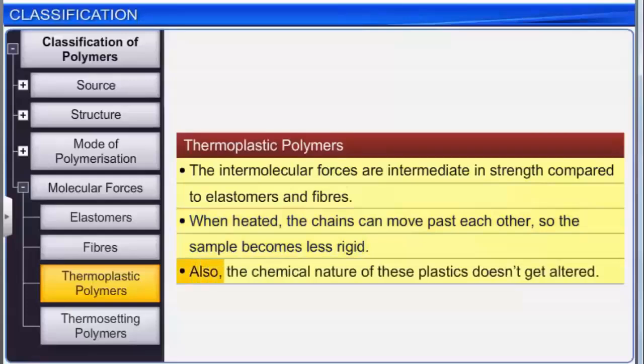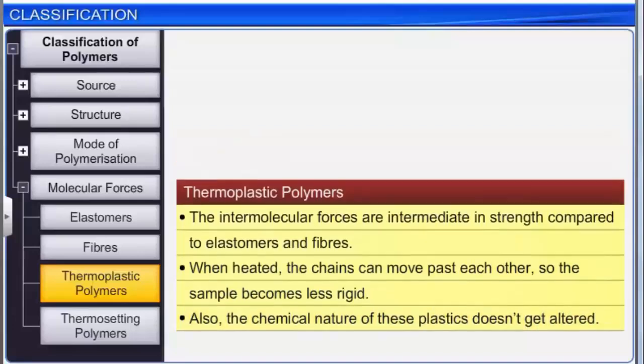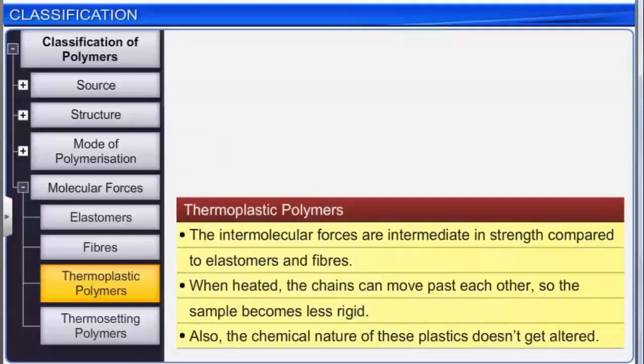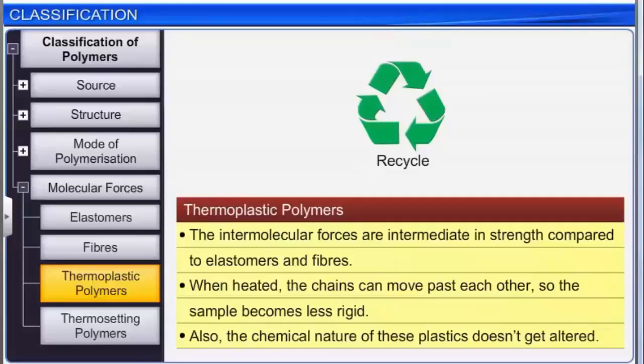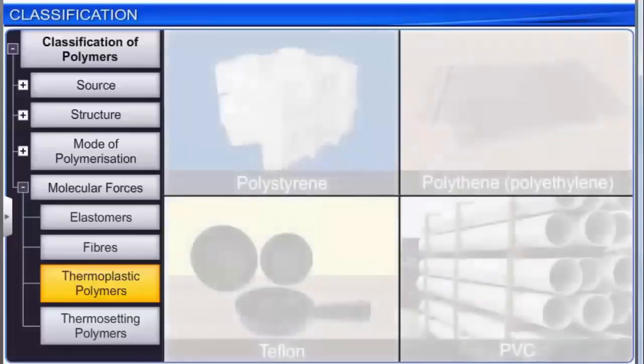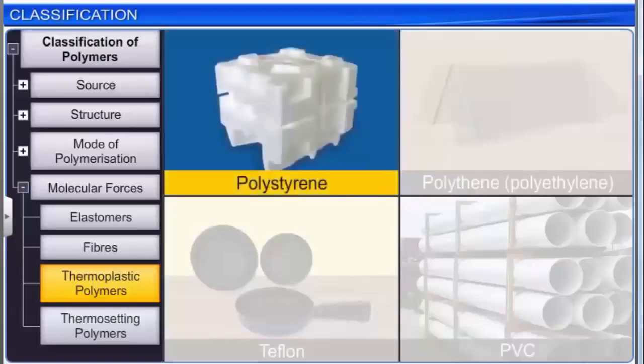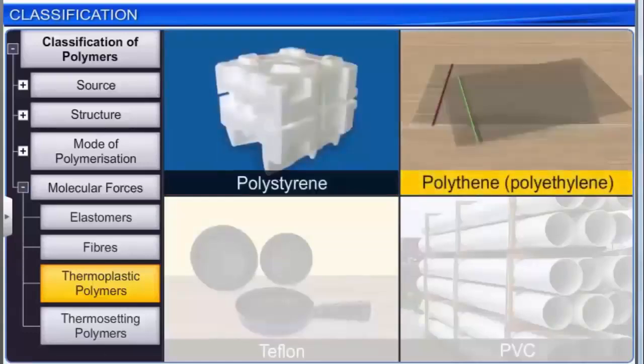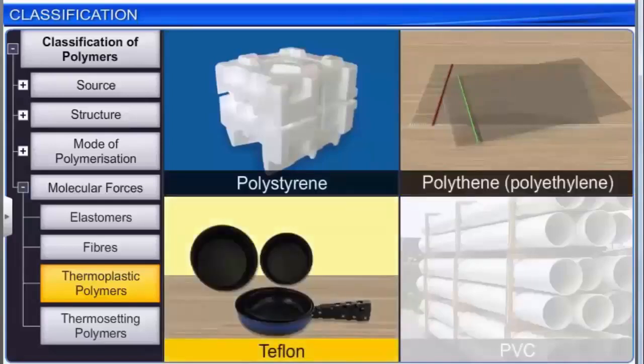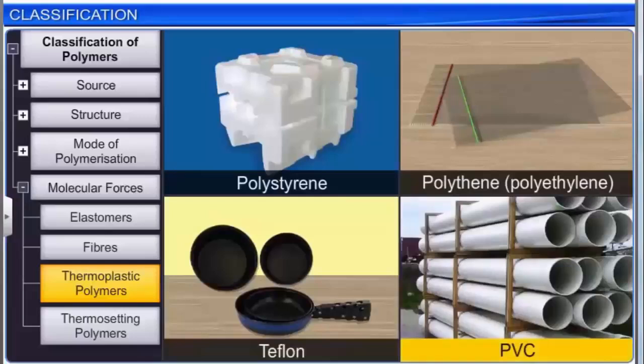Also, the chemical nature of these plastics doesn't get altered. Note that these plastics can be recycled after use. Some examples of thermoplastic polymers are polystyrene, polythene, or polyethylene, and Teflon, and polyvinyls such as PVC.